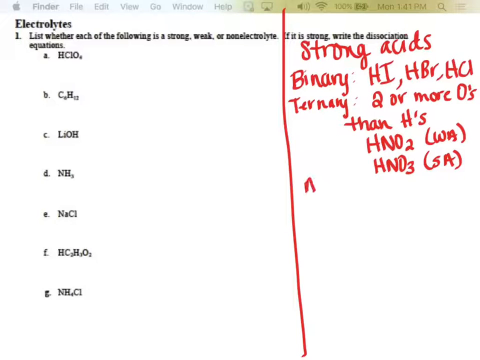And then any carbon-containing acid, no matter how many O's there are, is always weak. So any acid with a carbon is a weak acid.